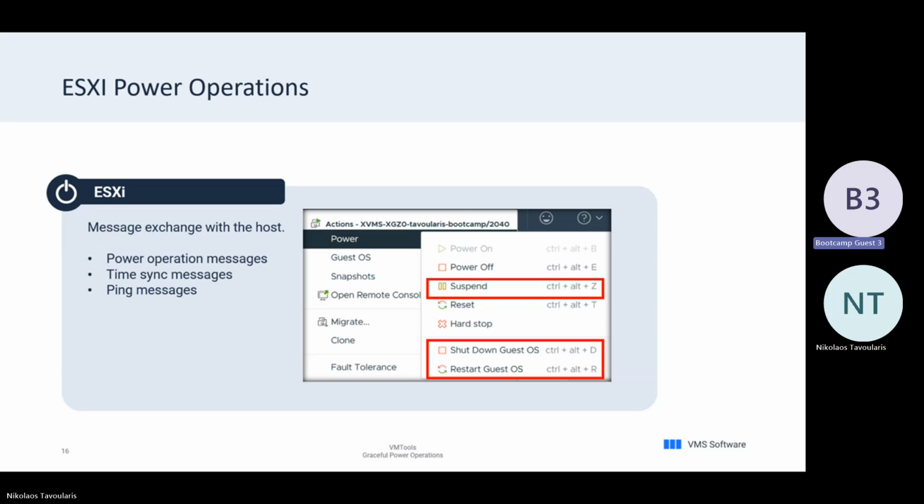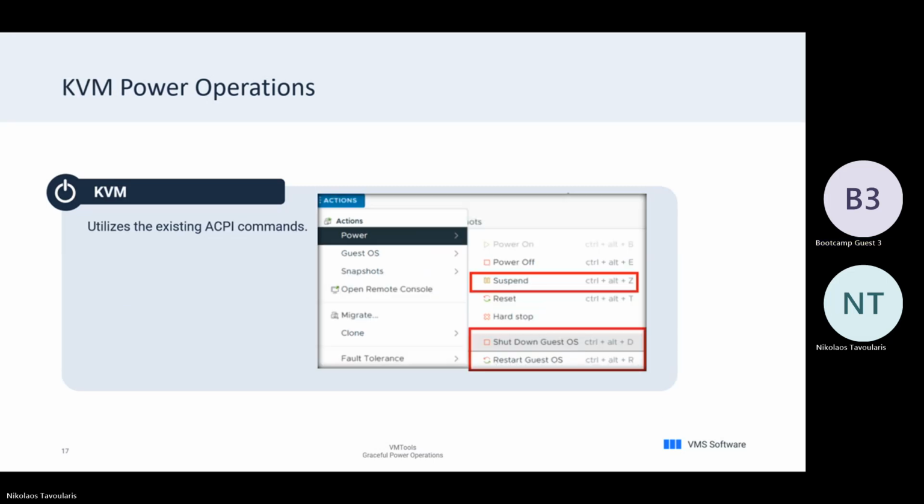So in case of suspend here, after the resume, we will receive also a time sync message. We will update the time. That's the reason that we have to run the detach process in the background in order to have the pause resume clock update in case of ESXi. Now in KVM, we can still send the same commands, but KVM uses the existing ACPI commands. So we support this feature without the VM tools. We do not need them because we already support the ACPI.